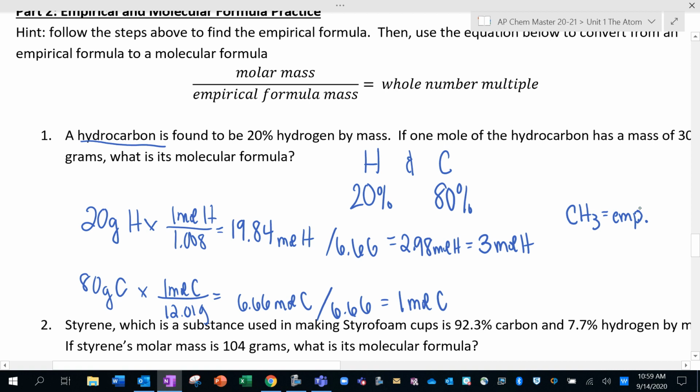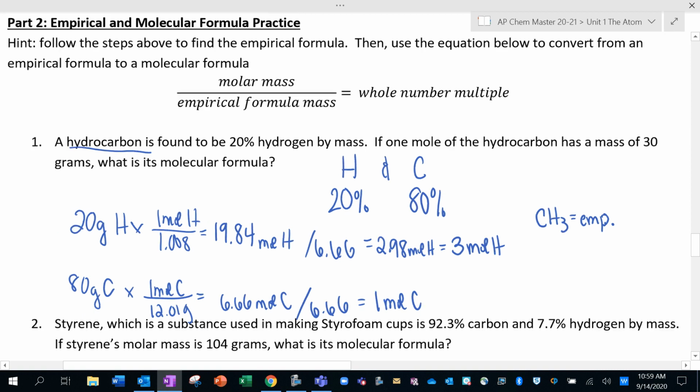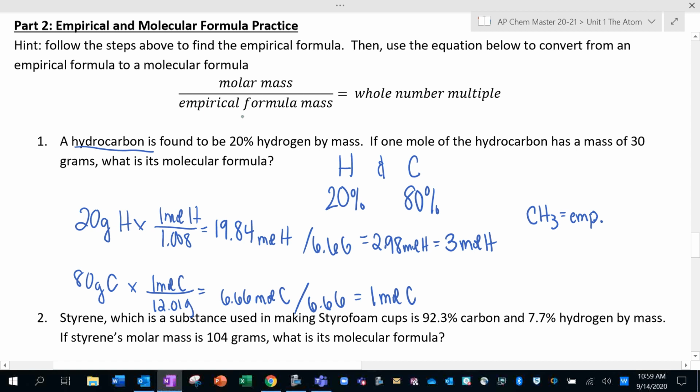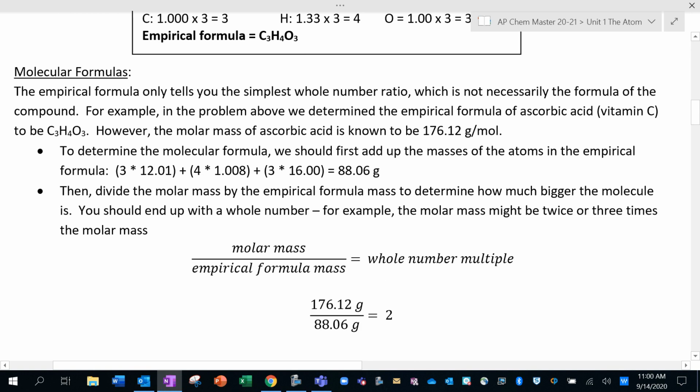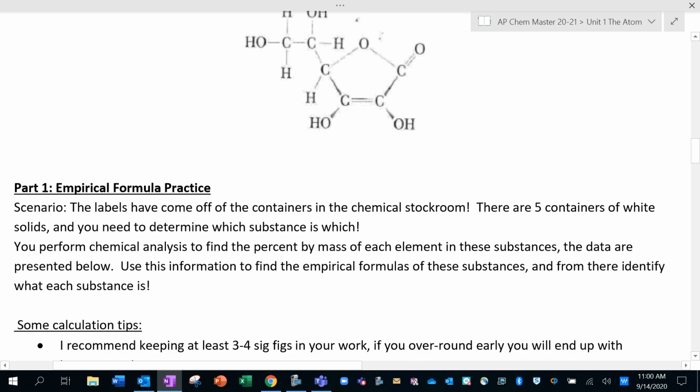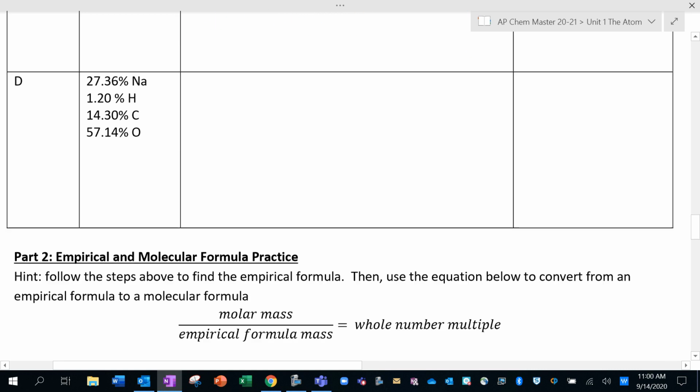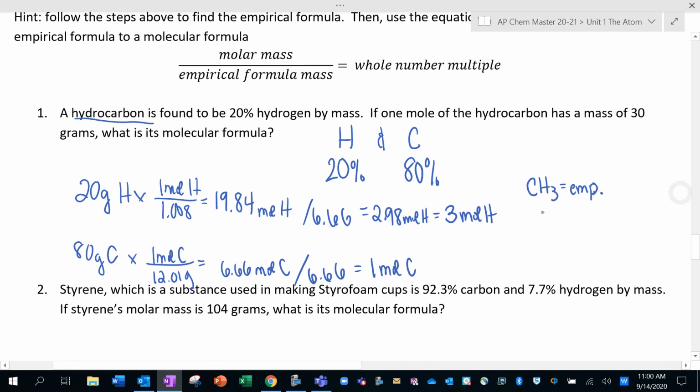But I want to know the molecular formula. So the way that we find the molecular formula is first step, and this was outlined earlier in the example. There's an example up here. I'll scroll up and show you again, right here, with ascorbic acid, where we went through this. So first thing you want to do is add up the masses of your empirical formula. So that means I take my 1 carbon and my 3 hydrogens, add those up. So the mass of my empirical formula is about 15. The molar mass has to be given to me in order for me to solve this type of problem. So I'm told the molar mass is 30 grams.